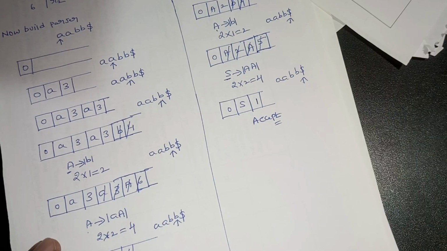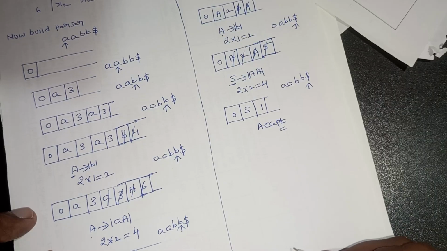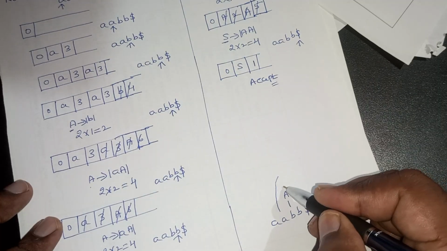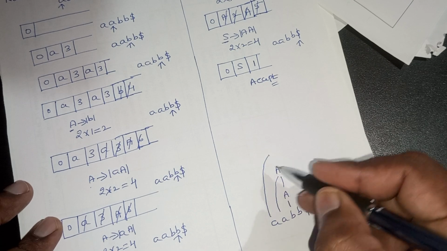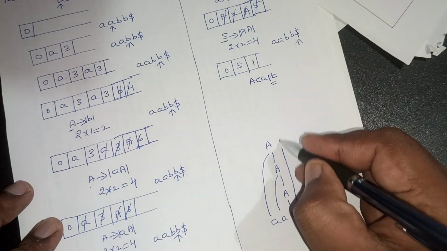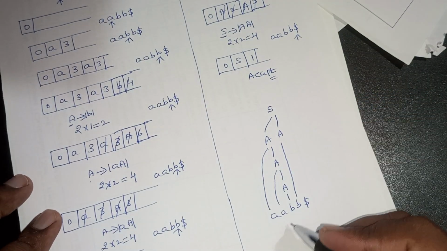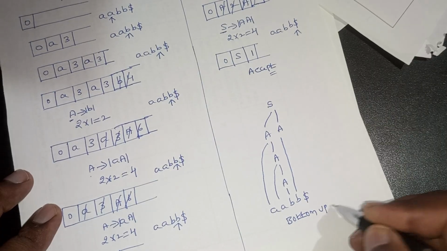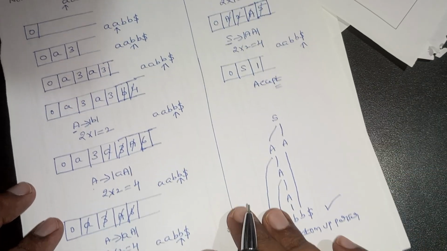A B dollar. First what we reduce? This to the A. Again this to the A. Again this to the A. Again this to the A. Finally these both to the S. So this is called a bottom-up parser. This is my output. So in this way you have to build the parser.